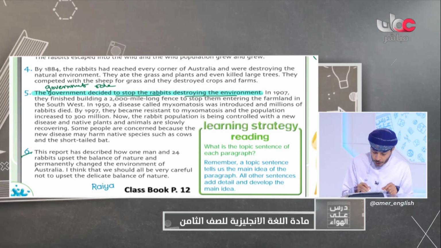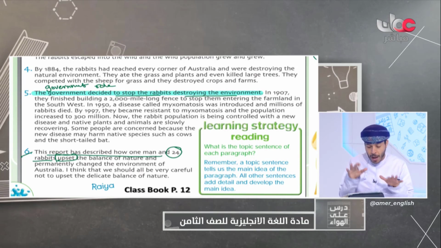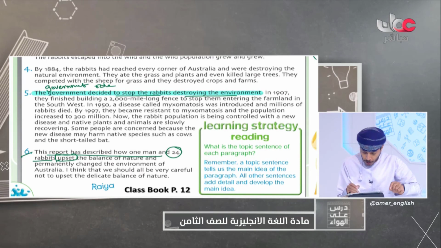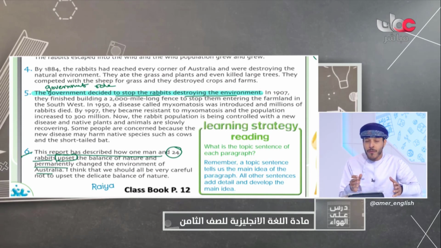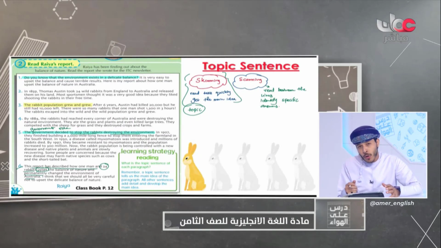Okay, and for the last one, paragraph number 6, we can see what this report has described: how one man and only 24 rabbits upset, and we have talked about upset, to make something angry, upset the balance of nature and permanently change the environment of Australia. So Australia's environment has totally changed because of upsetting its nature by bringing 24 wild rabbits to Australia. So this is regarding the topic sentence.